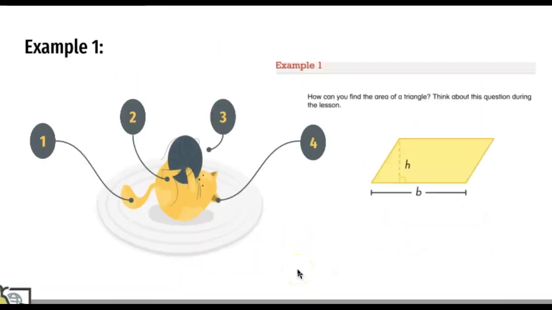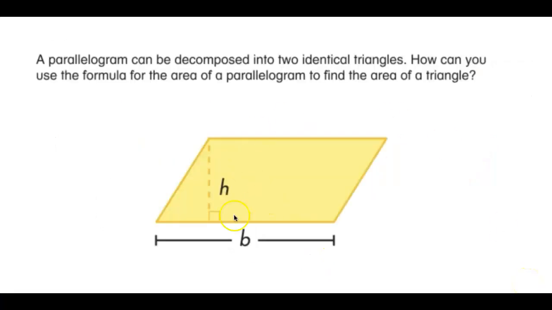So again, we'll see an example of how you can find the area of a triangle just by looking at the shape of a parallelogram. Let's look at our lesson in Envision. If you look at this parallelogram, this is the base and that's the height. A parallelogram can be decomposed into 2 identical triangles. So how can we use the formula of the parallelogram to find the area of a triangle? I want you to look at this.